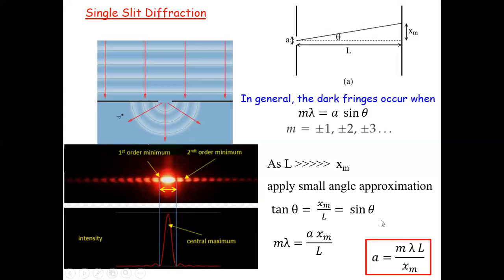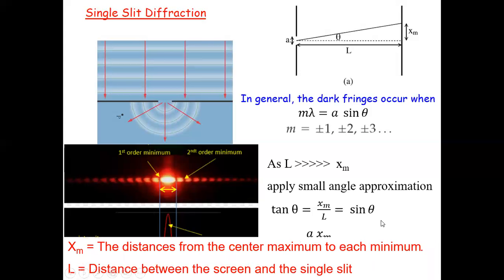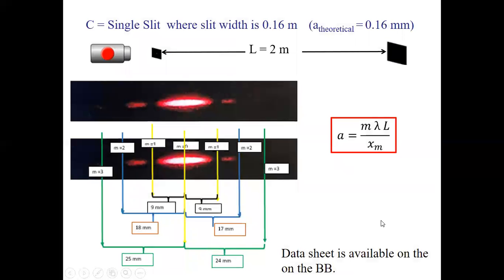In the given data sheet, you should be able to see a picture like this one. This is our observation for a single slit diagram. Maybe in this picture the intensity is really low, so you can't see the dark fringes over here, but we observed them, so we did the measurements for you.